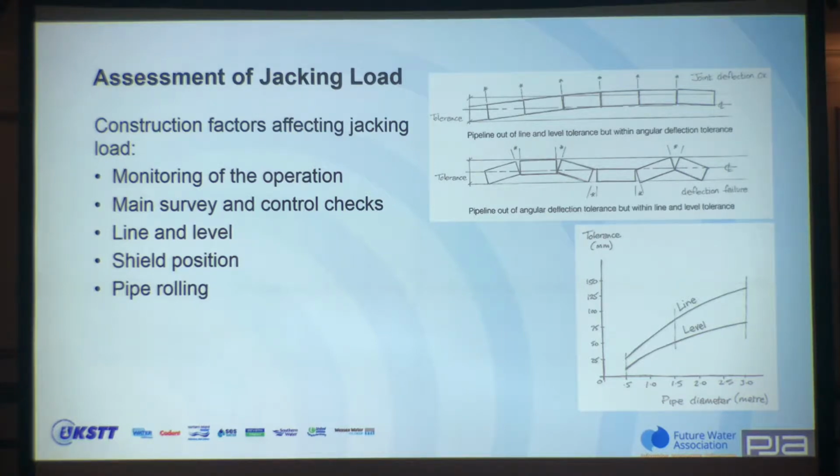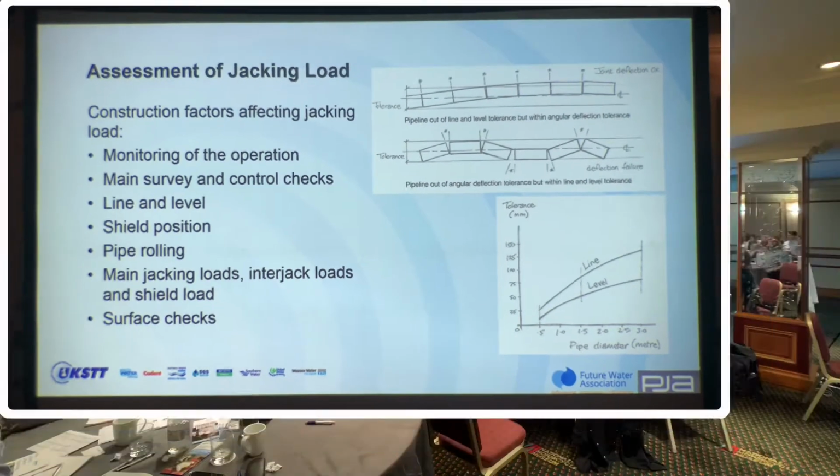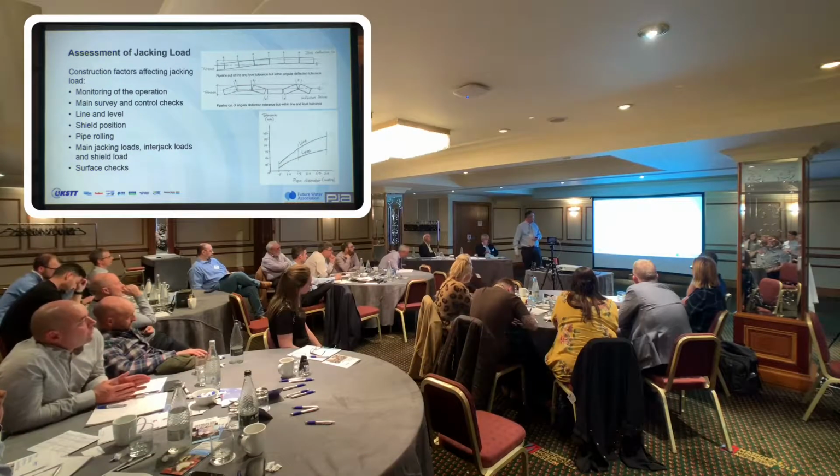And then sometimes the pipe can have a tendency to roll as well. You tend to excavate the ground in different directions to keep the machine, if you like, on its plane. But if you start to get rolling and you start to get misalignments on line and level, then all of these things can increase the jacking load. And then of course, there's measuring the load on the main jacks, on the interjacks, and on the shield itself. And all that needs to be backed up by surface checks.